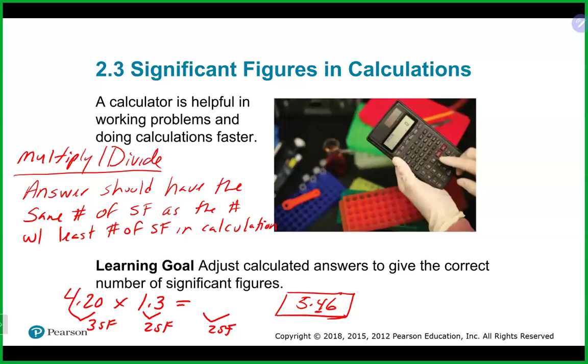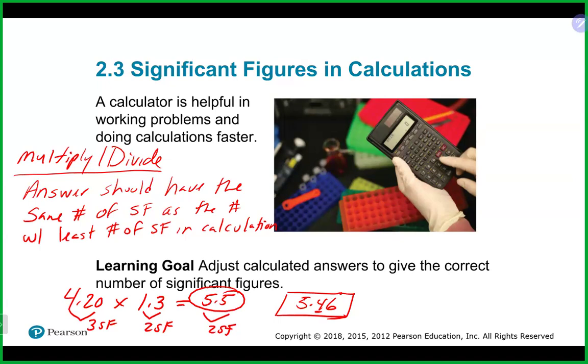Now we need to do some rounding, right? And normal rounding rules apply. 5 and above, we round up. Less than that, we just get rid of those extra numbers. So in this case, we're going to round up, and we should end up at 5.5, which has 2 significant figures. Any questions on that there?